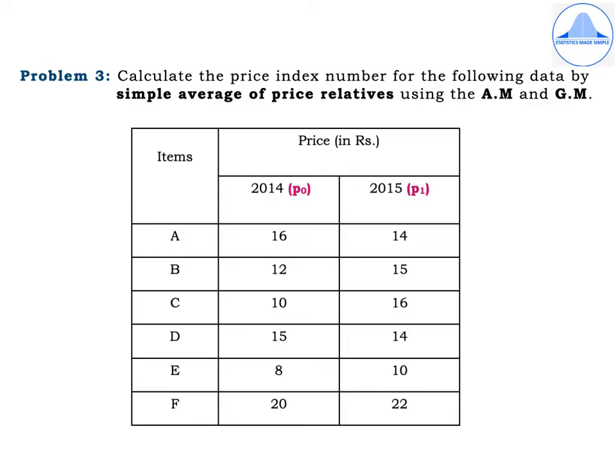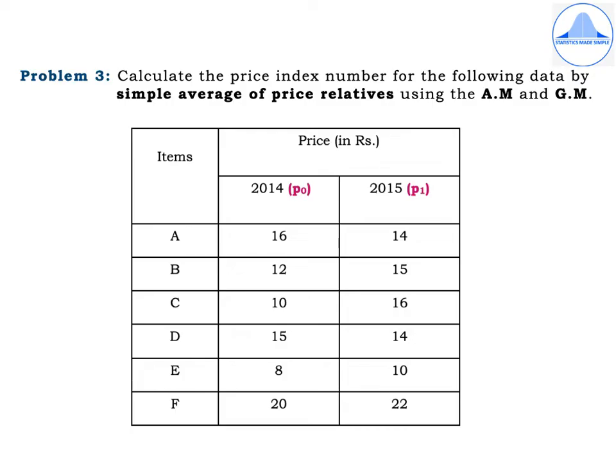Problem 3. Calculate the price index number for the following data by simple average of price relatives using the arithmetic mean and the geometric mean. In the first column, we have the items as A, B, C, D, E, F, and the prices in rupees for the year 2014 are 16, 12, 10, 15, 8, and 20, and the prices in rupees for the year 2015 are 14, 15, 16, 14, 10, and 22.